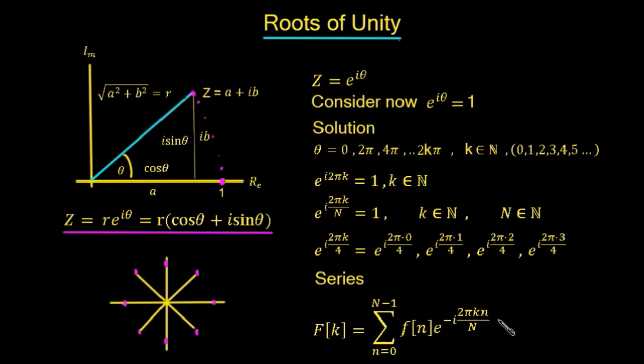And of course we'll multiply each of these phasors in turn by the function of time, which is a sample function of time, f of n, and they're summed up from n equals 0 to n minus 1, and it gives us our function of frequency, which is f of k. So that's another simplified way of looking at the discrete Fourier transform.